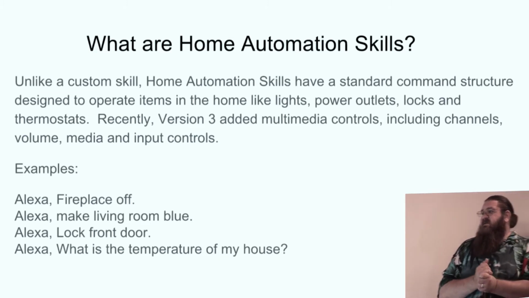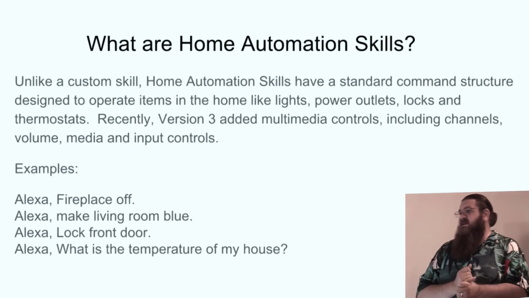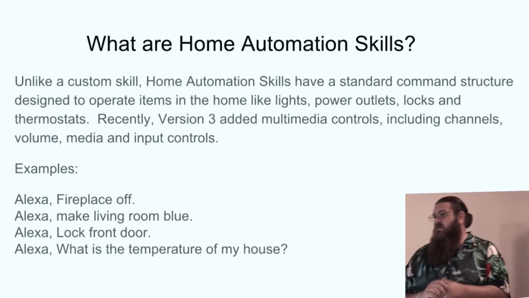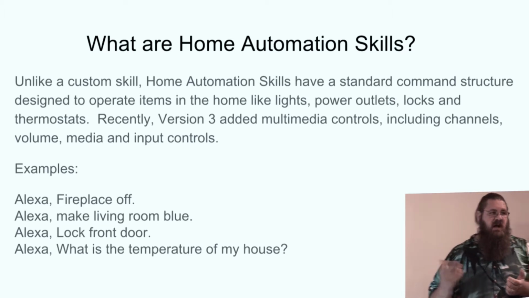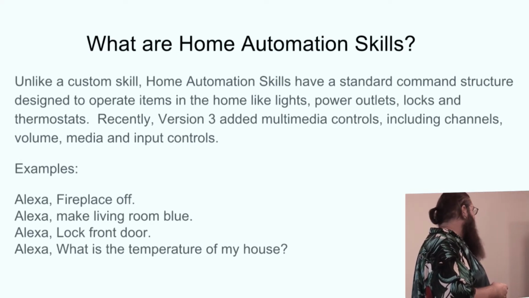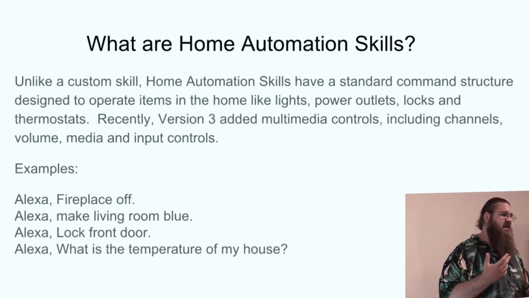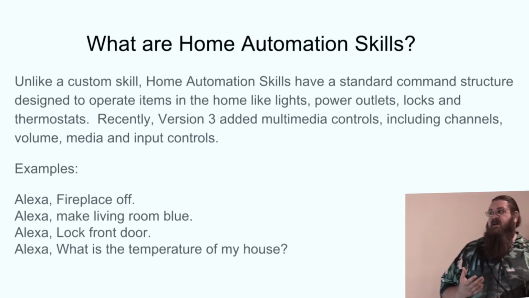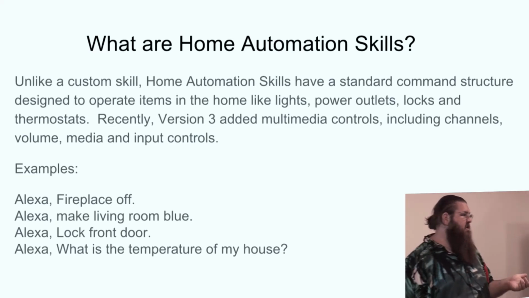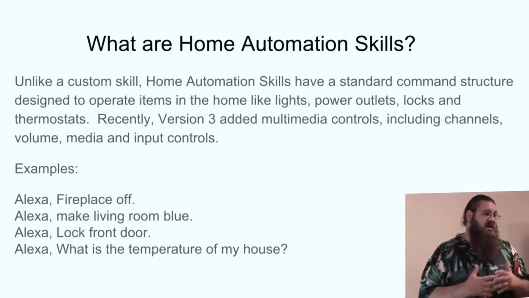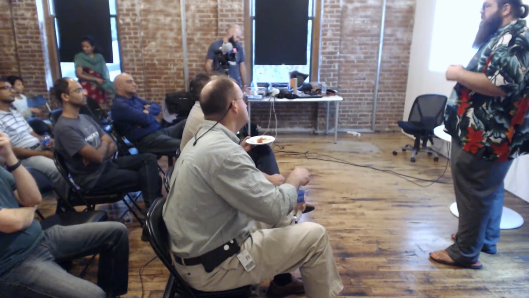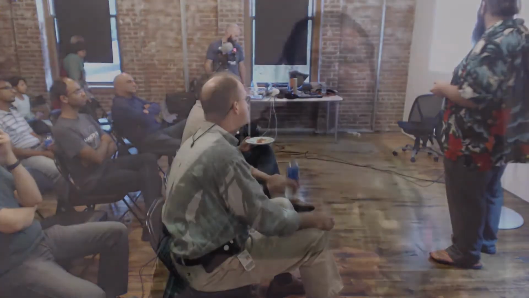Unlike custom skills, the automated skills have a standard command structure. Normally you would control lights or outlets, locks, my front door lock. Come on in. My front door lock is Alexa automated. I can lock it at night. Thermostats like the Nest are controlled through the same interface. A quick note, you cannot unlock something with an Amazon Alexa app. It will not do it for security reasons.